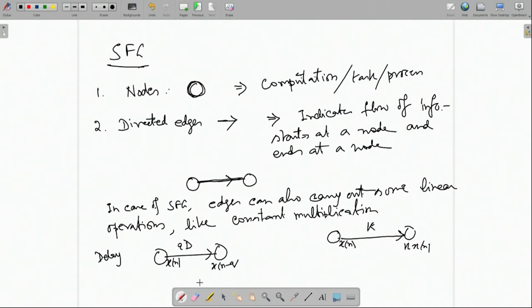So, in the case of SFG, you can have edges, directed edges, not only carrying transfer of information, but also you can have constant multiplication or delay along with the edge. That will also be part of the edge. That is true only of SFG, not true of the other two graphs.